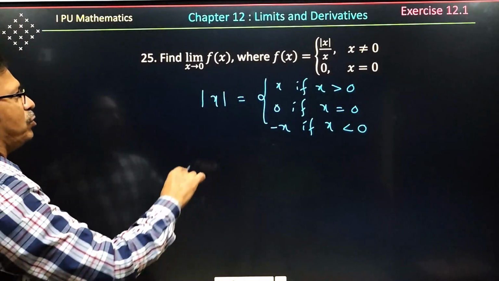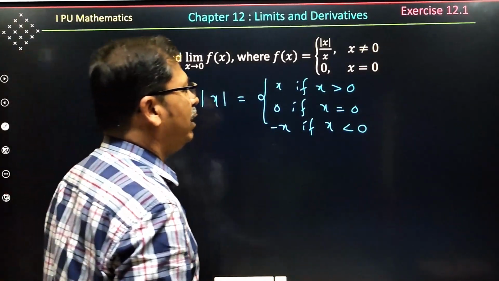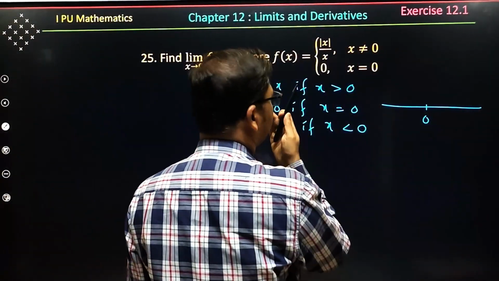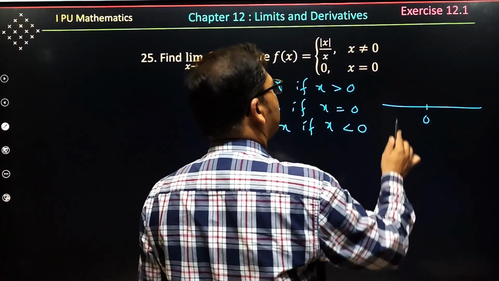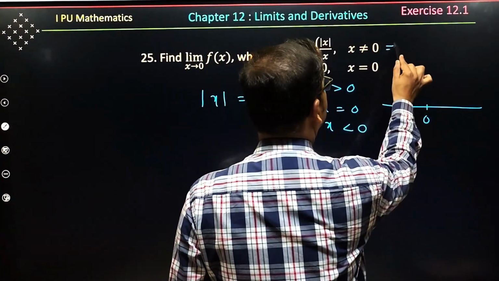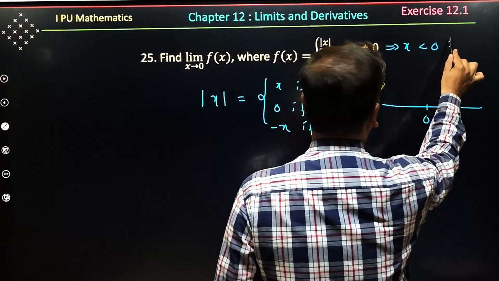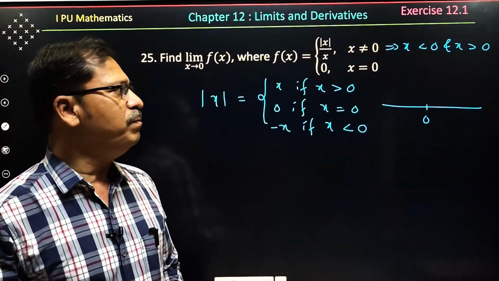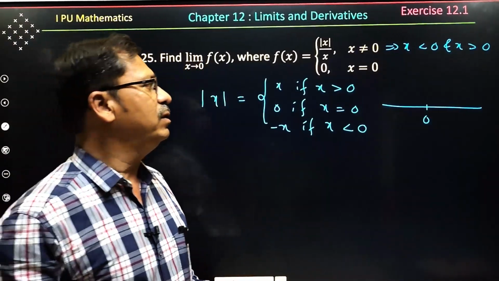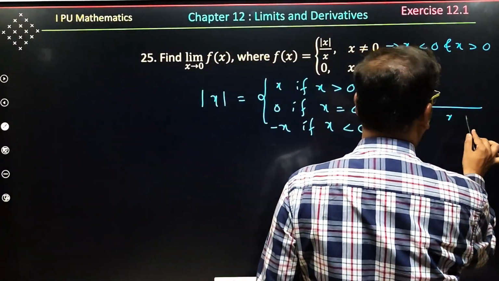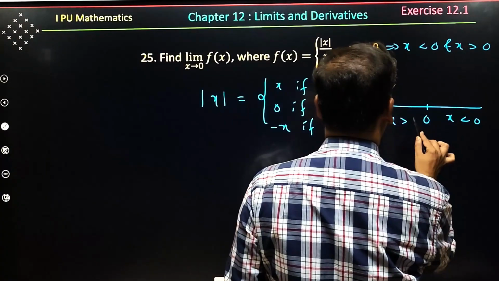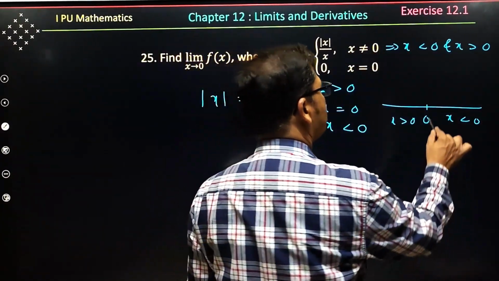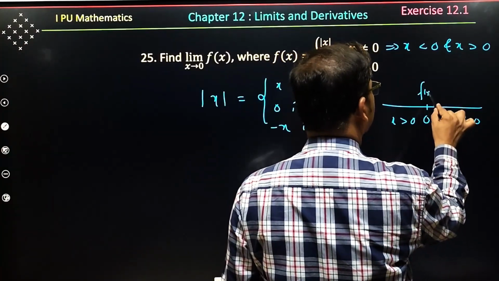Now the question is to find the limit value in the neighborhood of 0. Here x not equal to 0 has two meanings, x less than 0 as well as x greater than 0. That is, x not equal to 0 means excluding 0: x less than 0 and then x greater than 0. At x equal to 0 the function is 0, f(x) equal to 0. At this point exactly, f(x) is equal to 0.